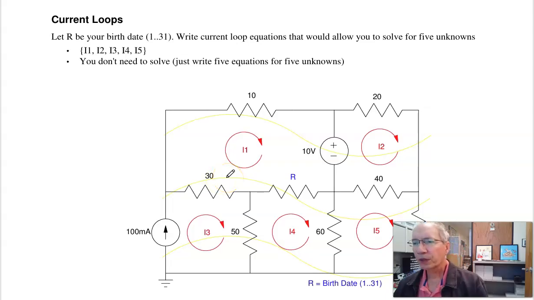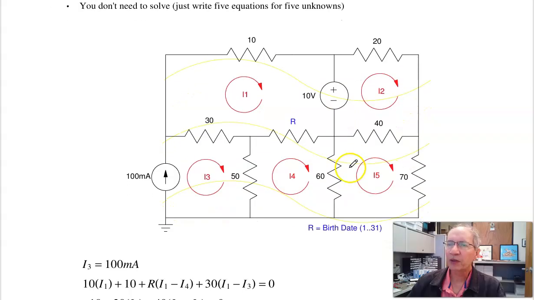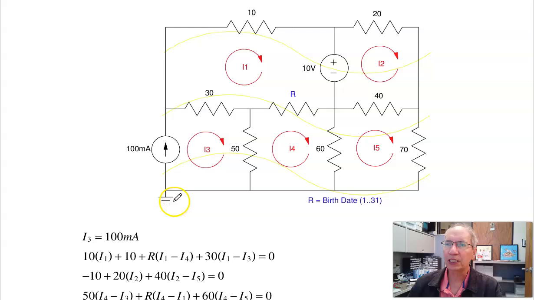Current loops. With current loops, I have 5 unknown loops. I need 5 equations for 5 unknowns. Use conservation of voltage to say that the total voltage drop around a closed loop is 0. So starting from here, I know I3 is 100 milliamps. That's one equation. I can't do this loop because I don't know that voltage.